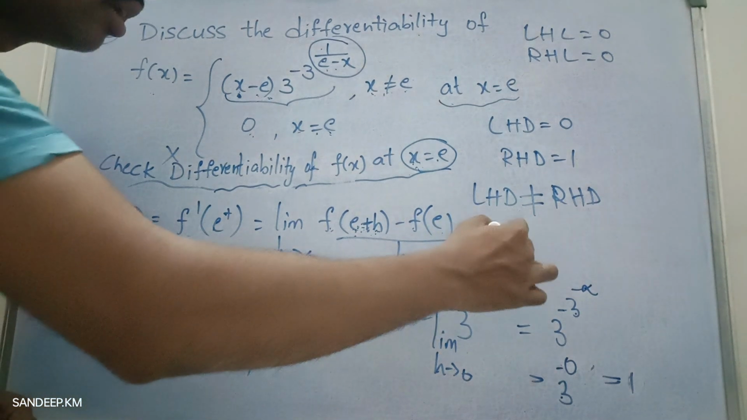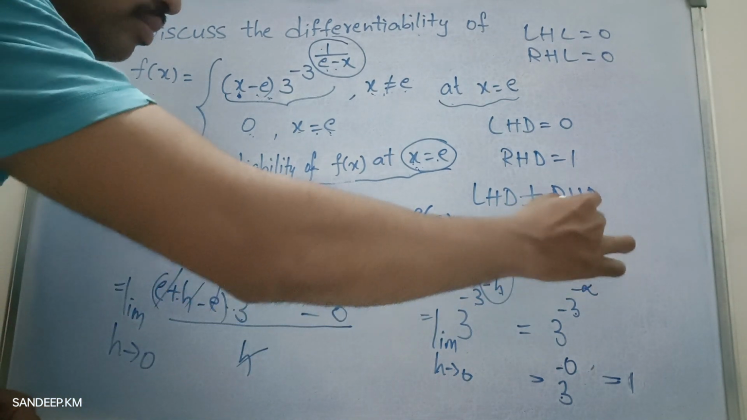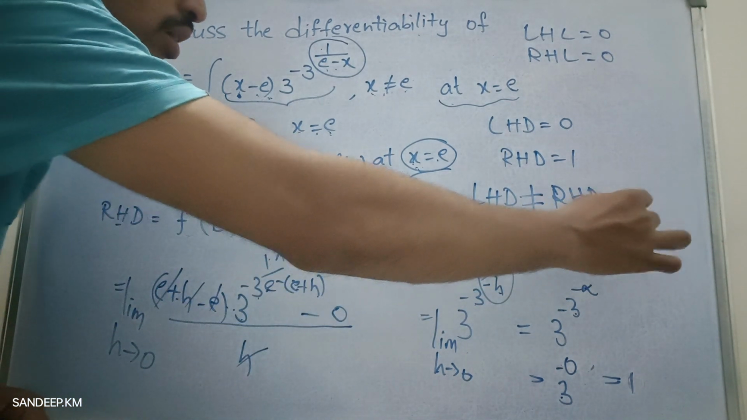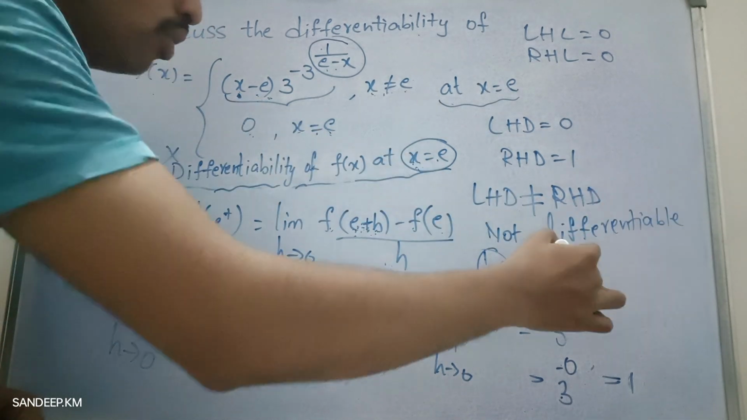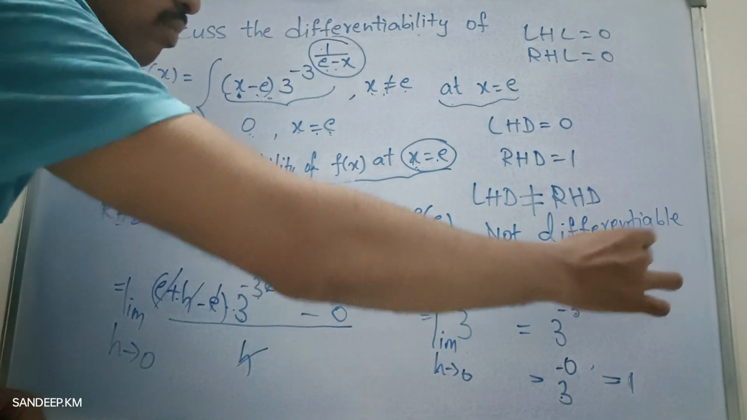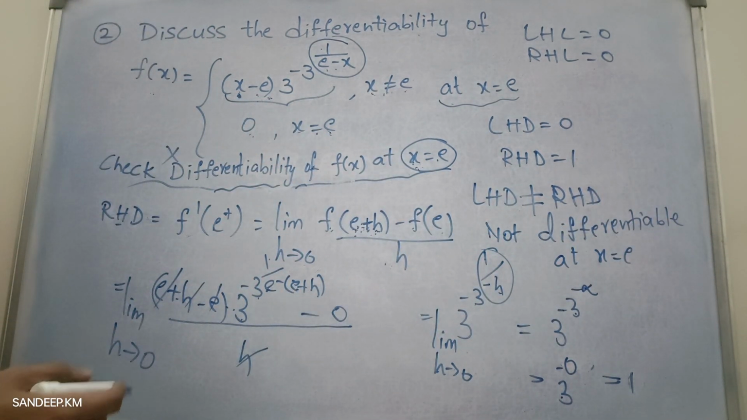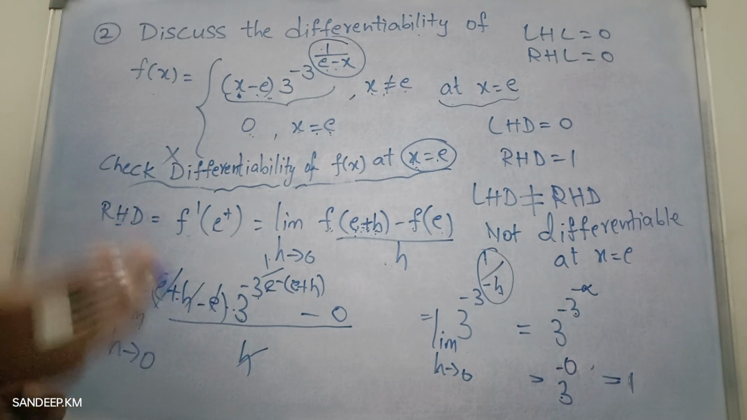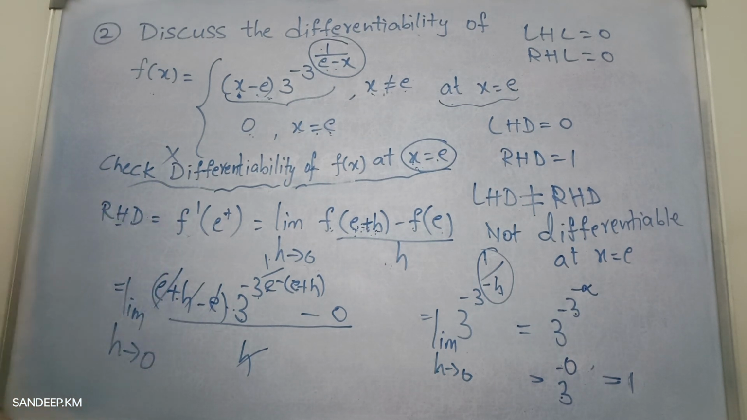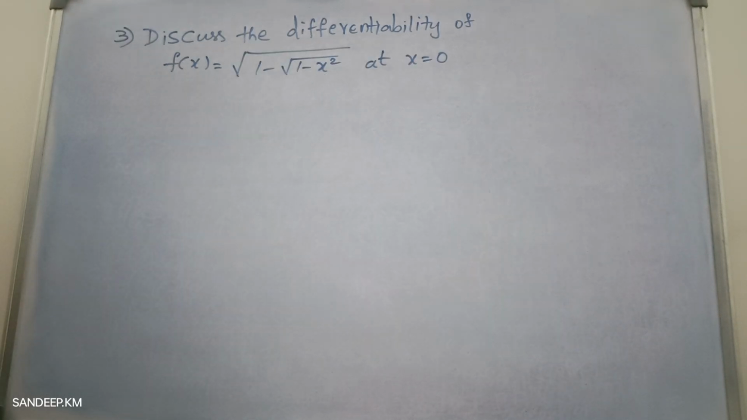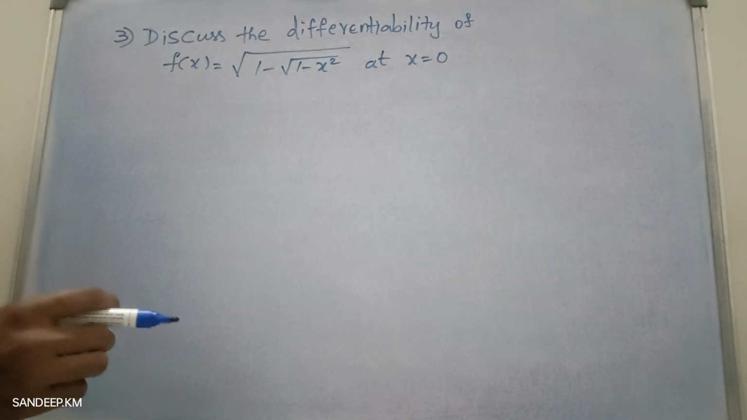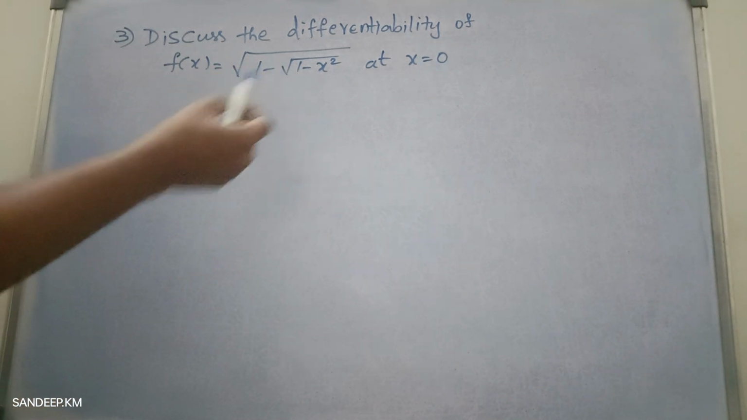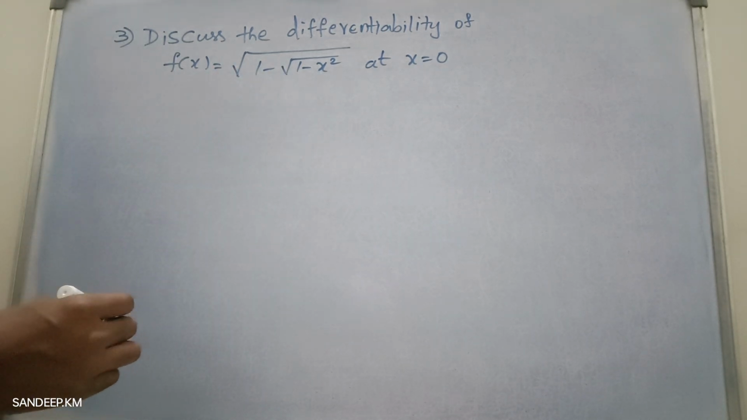This function is not differentiable at x is equal to e. Okay, now so at remaining points it might be differentiable. We'll discuss it later. Okay, now let us go for the next question. Here is our next question. Discuss the differentiability of f of x is equal to root over 1 minus root of 1 minus x square at x is equal to 0.